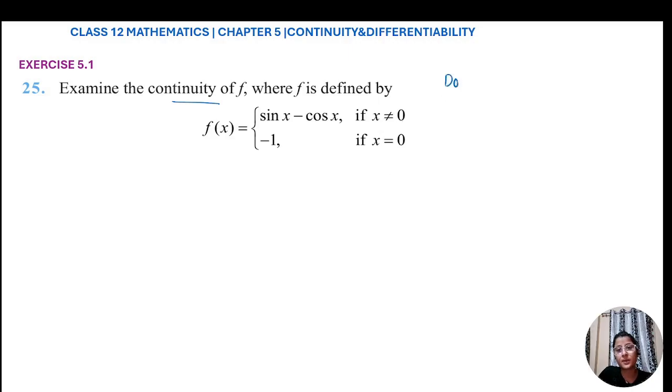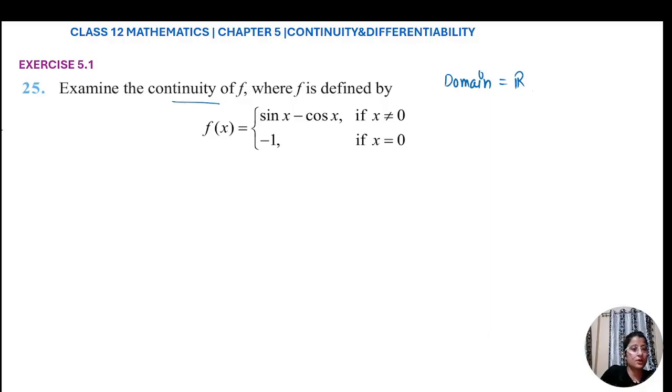So here our domain is whole R. As you can see, our function is defined as sin x minus cos x if x is not equal to 0, and minus 1 if x is equal to 0. Many times I have told you, when you have a function which splits into cases at a particular point, divide it into cases, check the continuity in both cases separately, then make your conclusion.